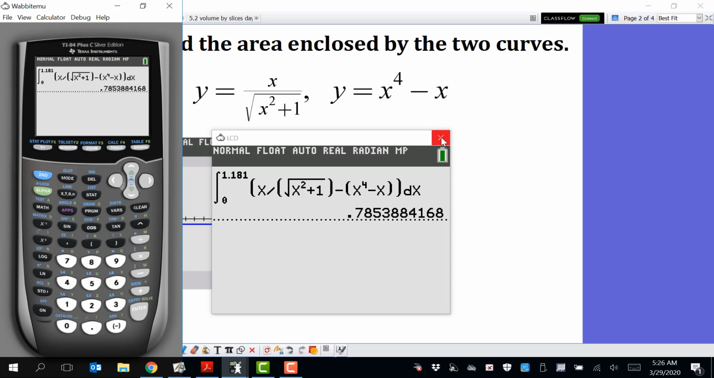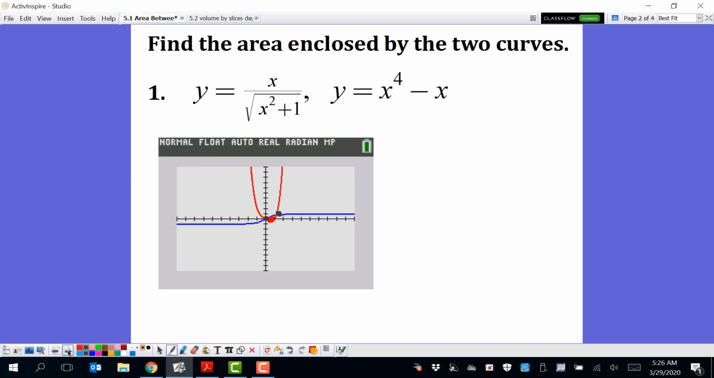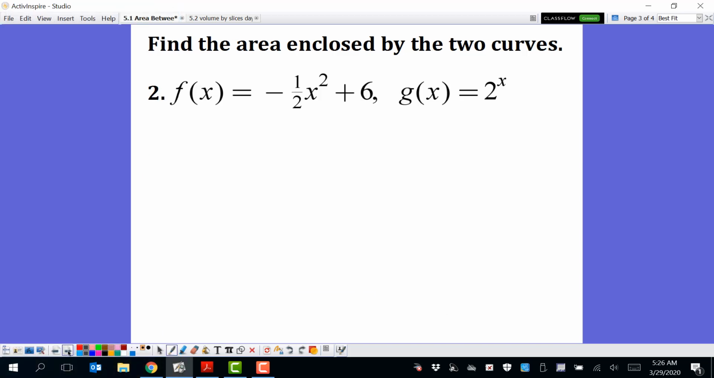Okay? Alright, now I'm going to actually show you how to do these problems using another tool that I think is really, really awesome as well. So here's a second problem that we're going to do. It says find the area enclosed by the two curves. We have f of x is negative 1/2 x squared plus 6, and g of x is 2 to the x power.